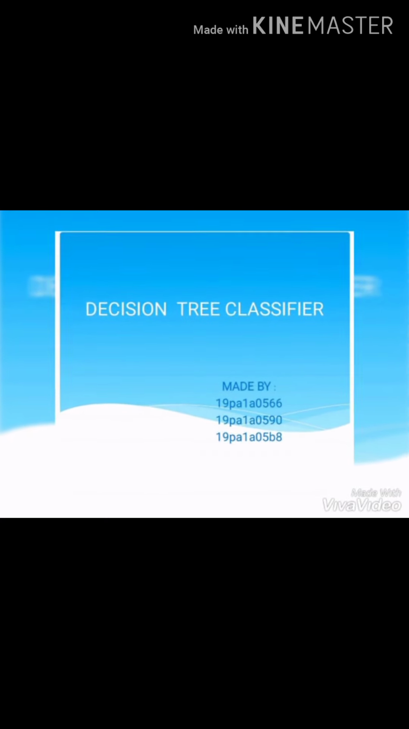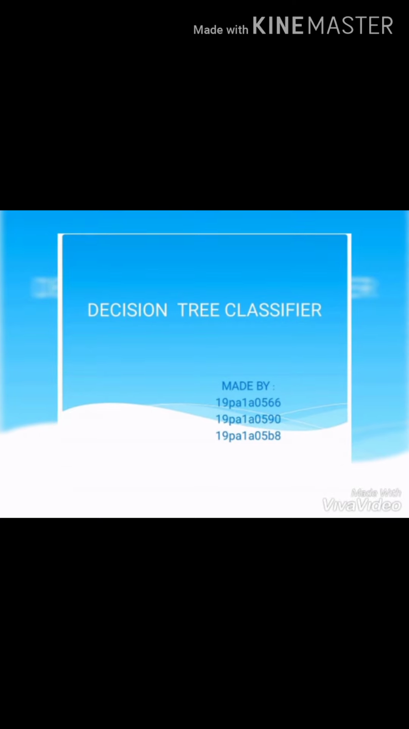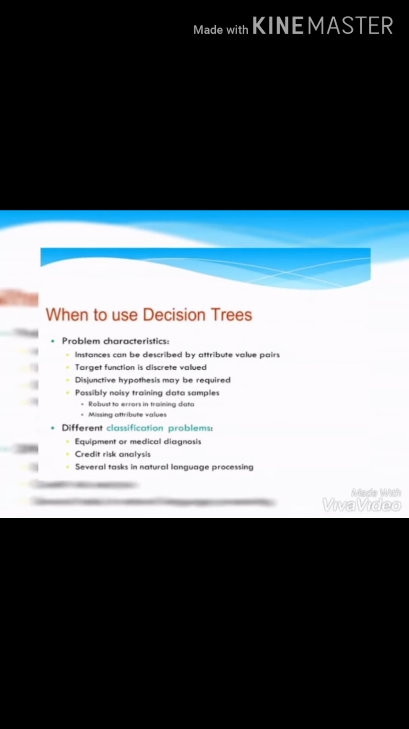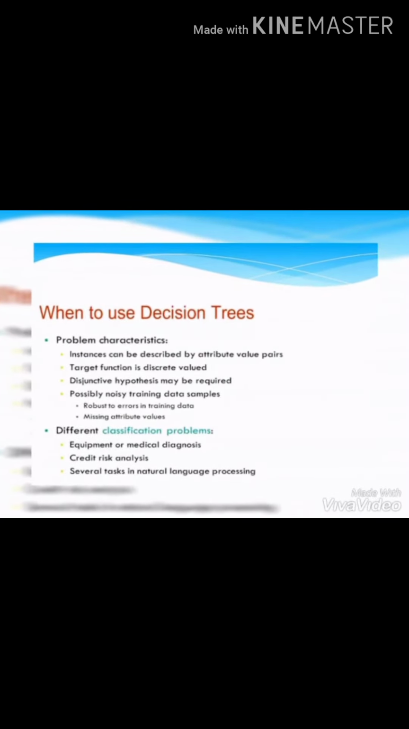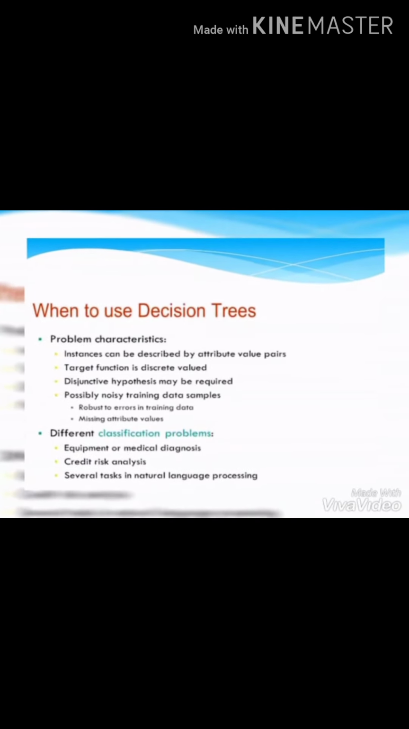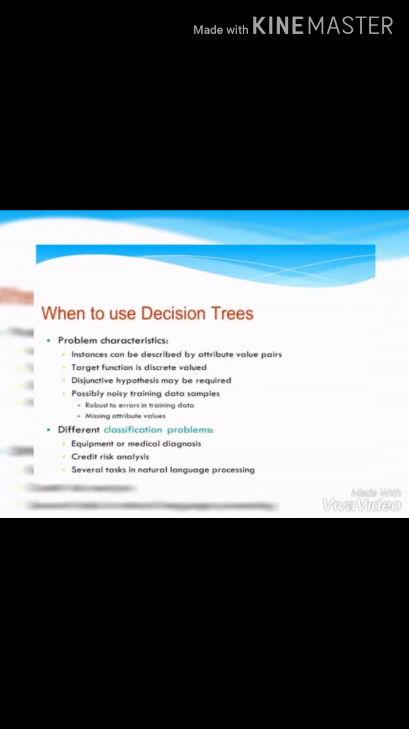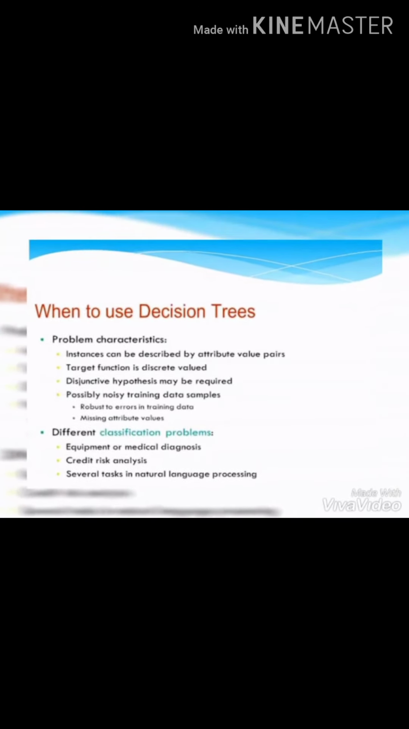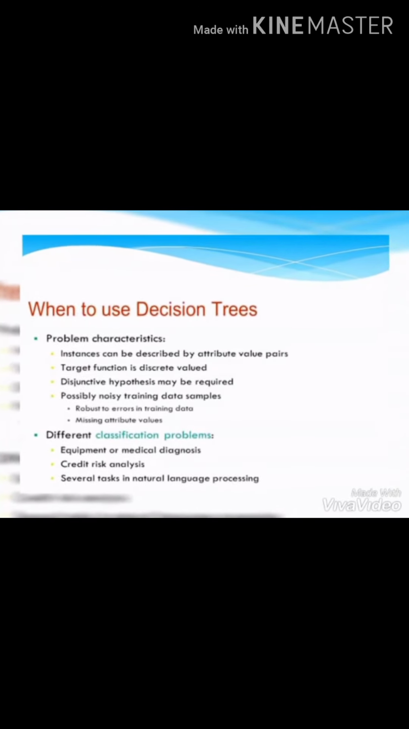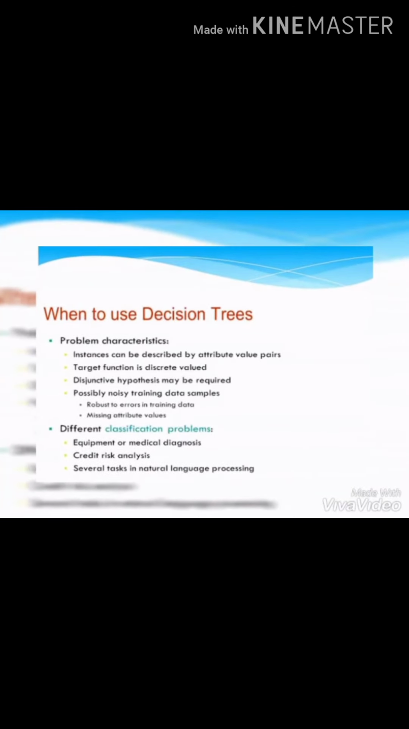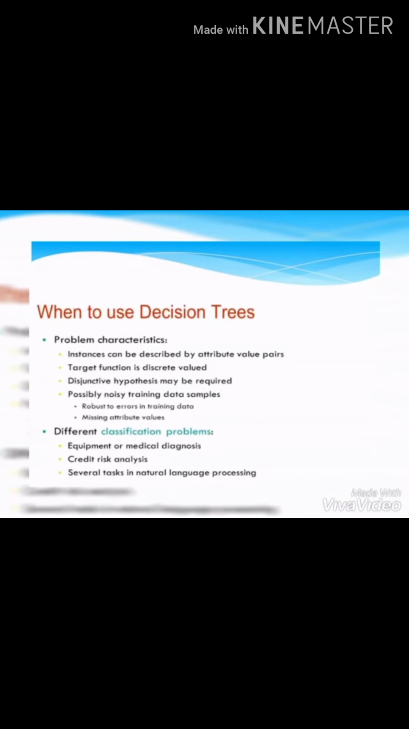Let us know about the introduction of decision tree classifier. When to use decision trees. Problem characteristics: instances can be described by attribute value pairs. The target function is discrete valued. A disjunctive hypothesis may be required. Possibly noisy training data samples. Robust to errors in training data.